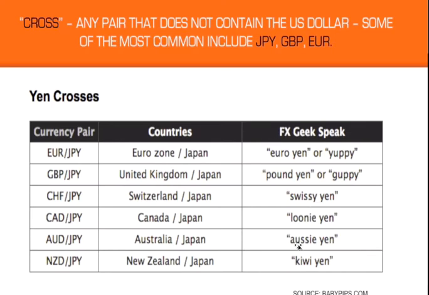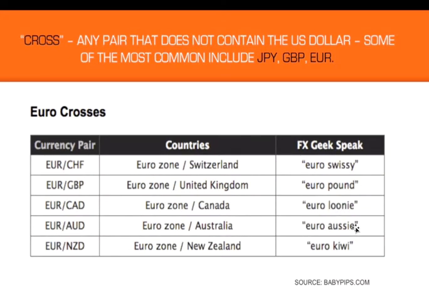Alright, and they also have their nicknames, like Euro Yen for Euro JPY. For instance, Swiss franc JPY, you have Swissy Yen. For CAD JPY, you have Loonie Yen. For AUD JPY, you have Aussie Yen. For NZD JPY, you have Kiwi Yen. These are nicknames used in the industry, in the foreign exchange industry. Alright, so guys, let's move on to the next one.